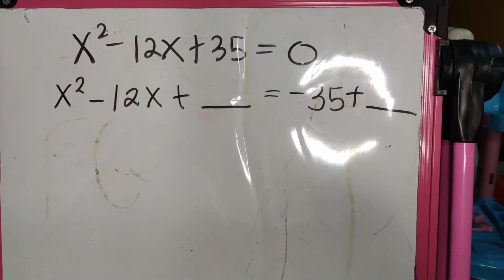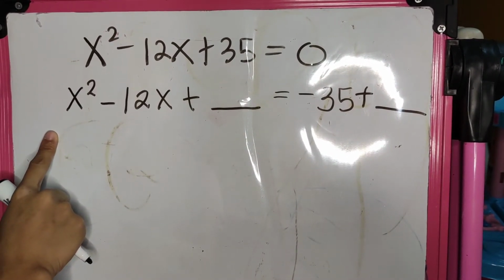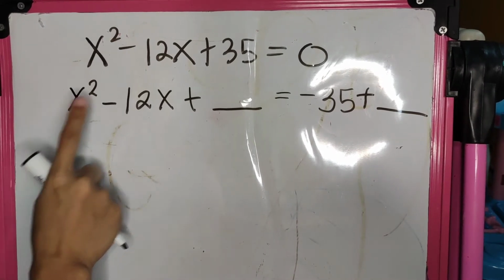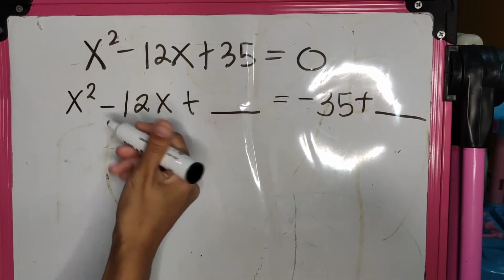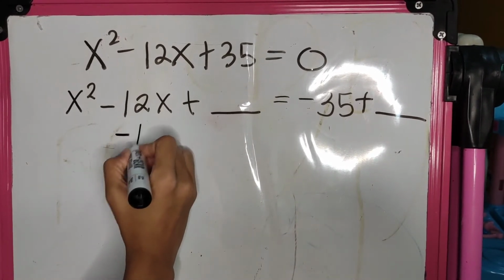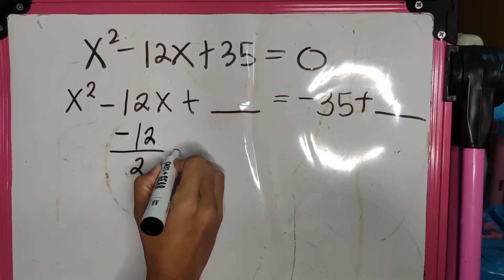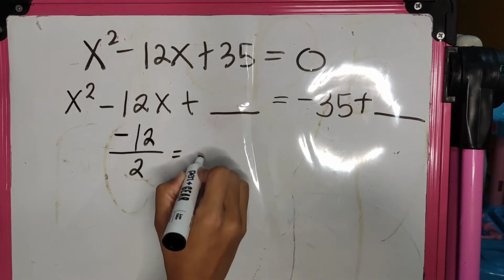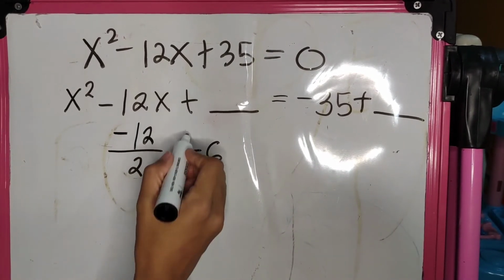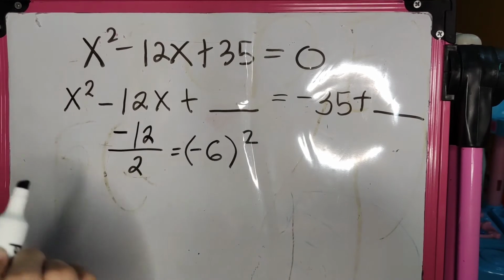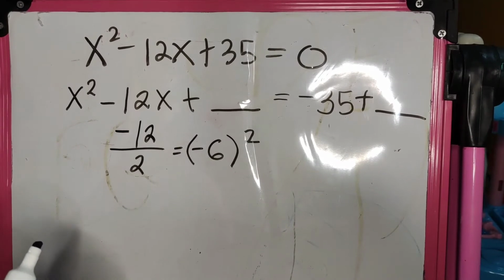So our goal for now is to make this left side a perfect square trinomial. How are we going to do that? So we will just take the numerical coefficient of the linear term. In this case, it is negative 12. And then divide it by 2. So negative 12 divided by 2 is negative 6. Whatever the answer is, square it. So negative 6 squared or negative 6 times negative 6 is positive 36.